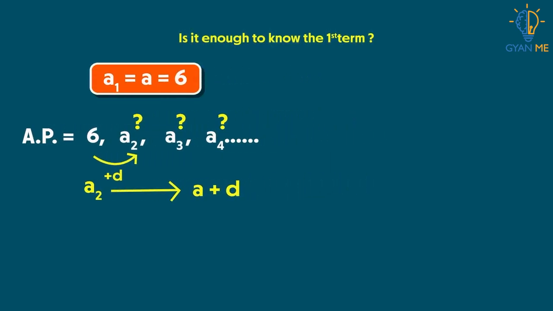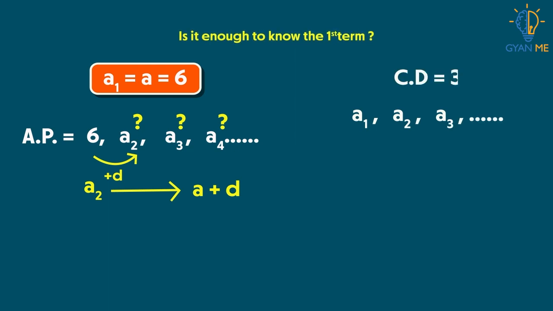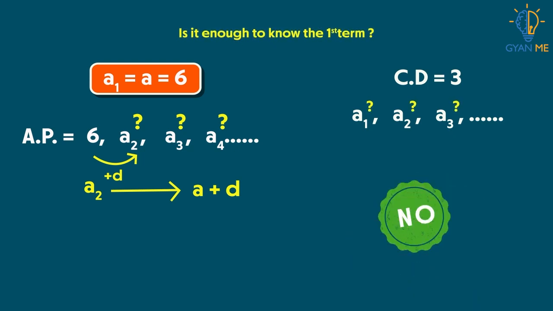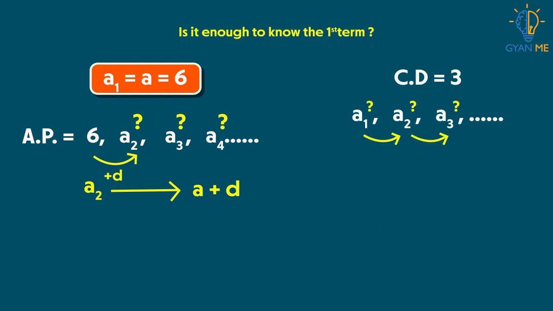Now if I say that for a particular AP, the common difference D is 3, can we write the AP this time? The answer is again no. Because here we have the common difference, that is 3, but we don't have the first term to which we can add this D, that is 3, and find the second term.